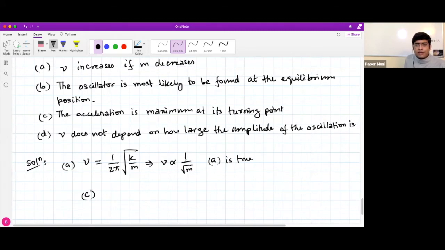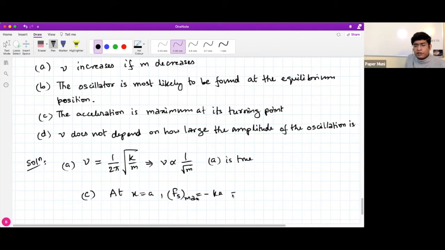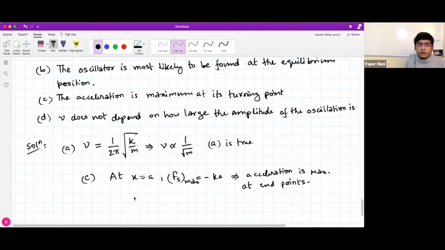Let's see C option. The acceleration is maximum at its turning point. What is the acceleration? Now at x equal to A, okay, F, the spring force, is max, equal to minus kA. Okay, so that means the acceleration is max at endpoints. All right, now because the force is maximum, the acceleration will be maximum. All right, so this is how you can see it. So C option is also true.